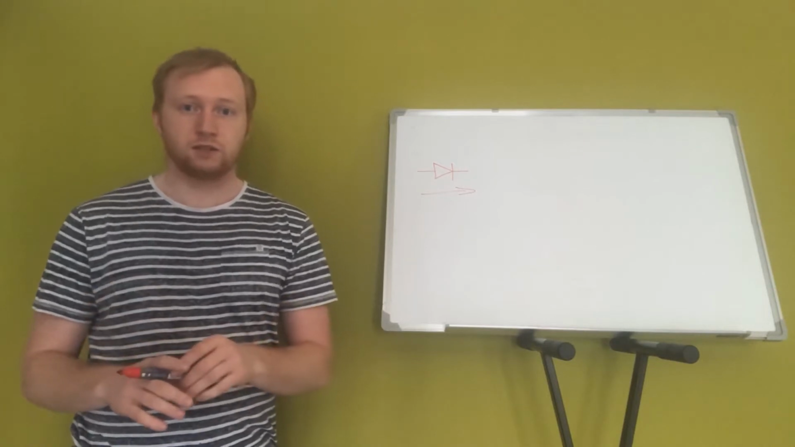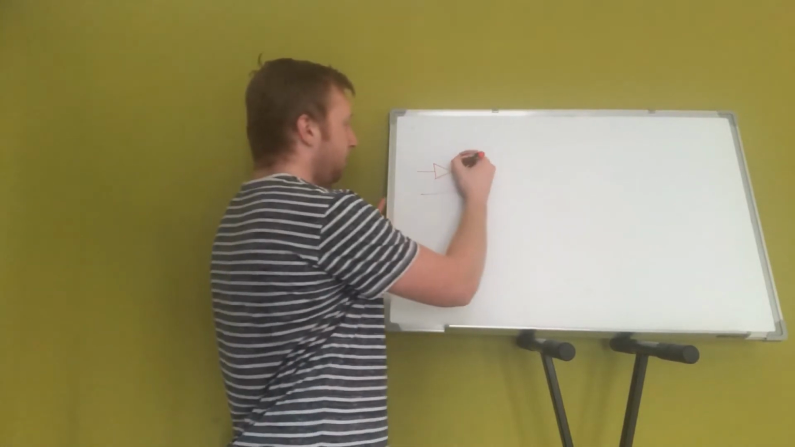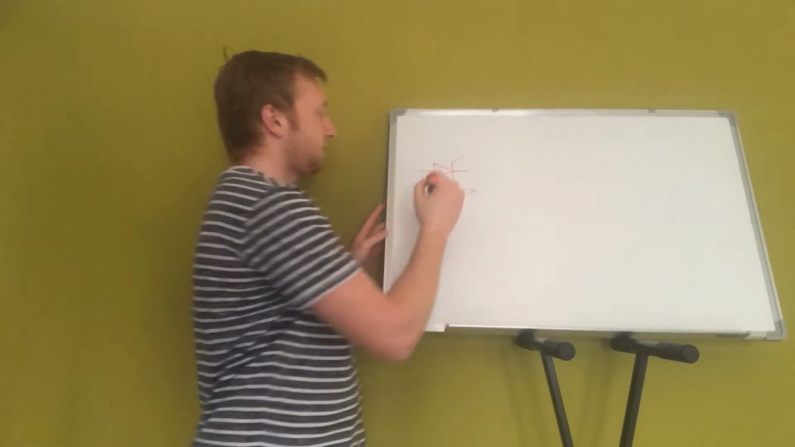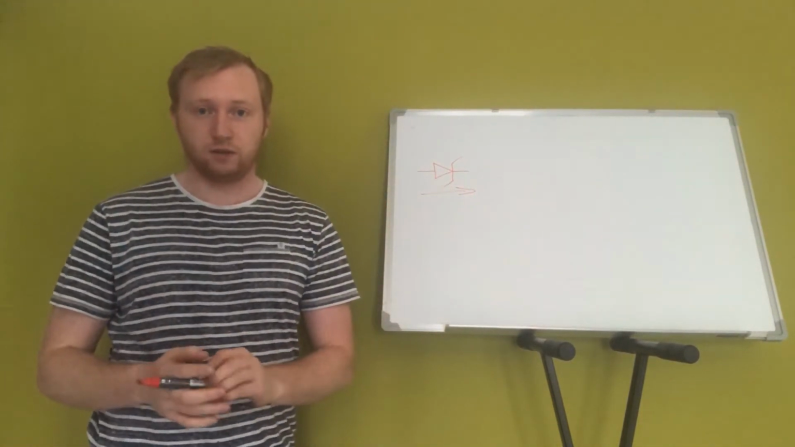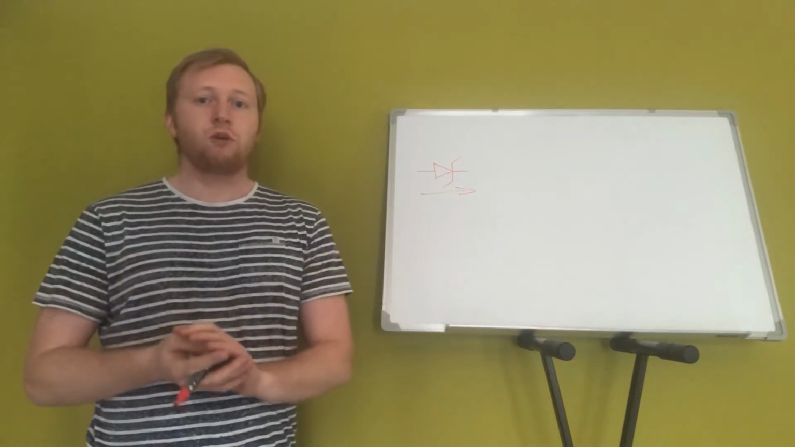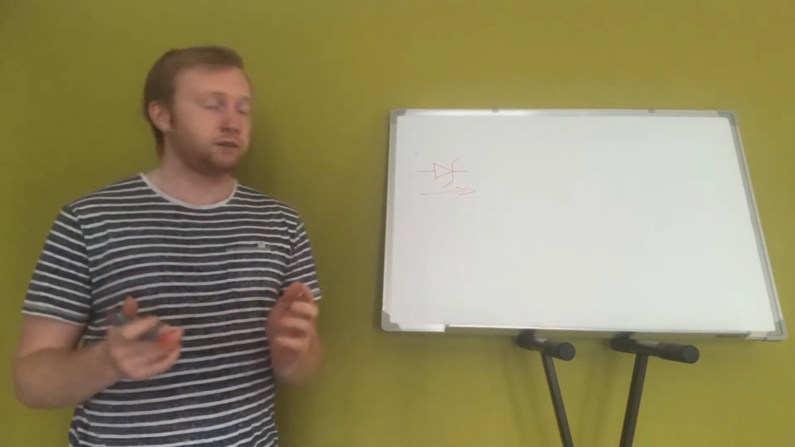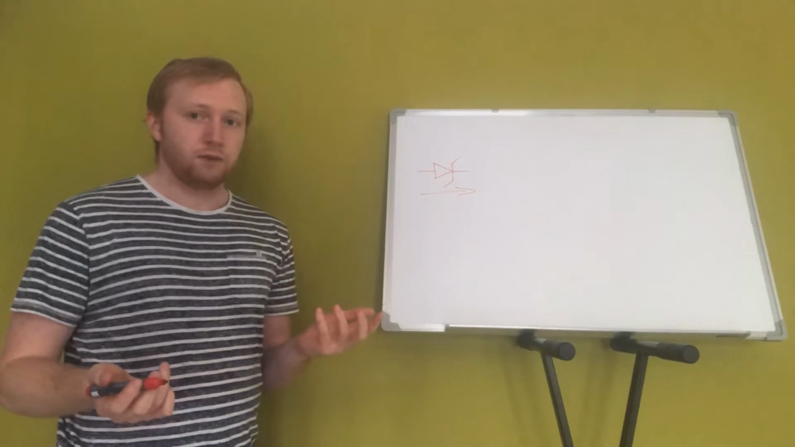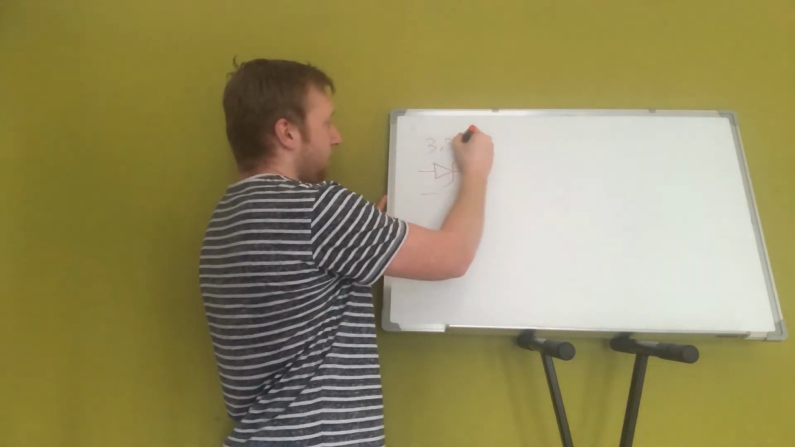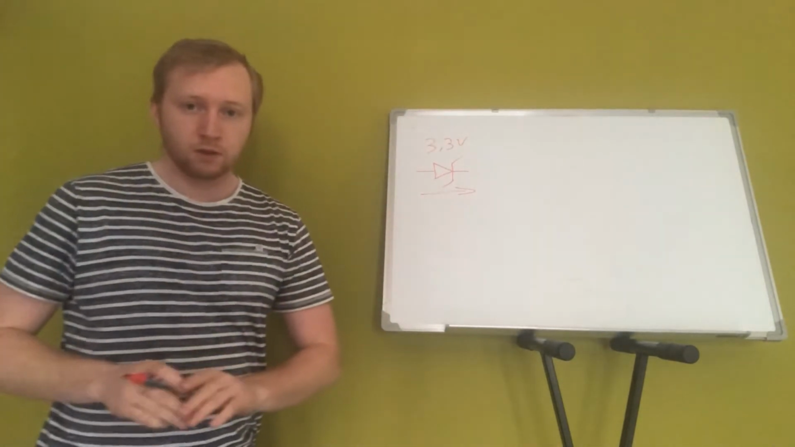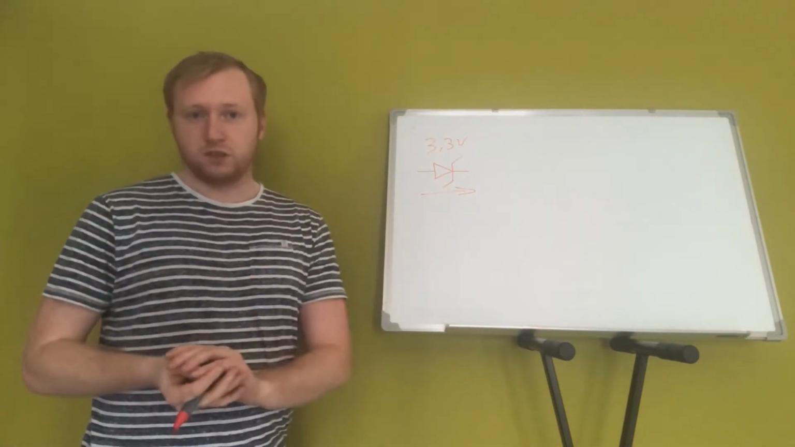The Zener diode looks like this. We just have to add two little lines and now we have a Zener diode. But my drawing isn't complete yet. I have to add a voltage, for example, let's say we have a voltage of 3.3 volts. But what does this voltage mean?